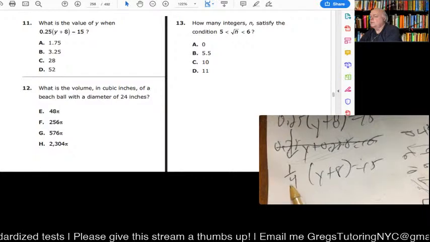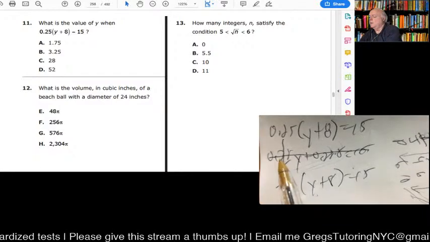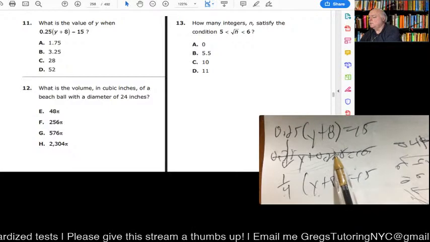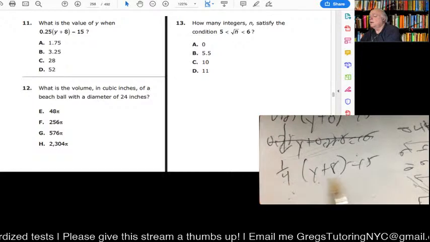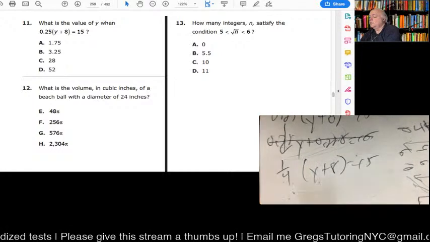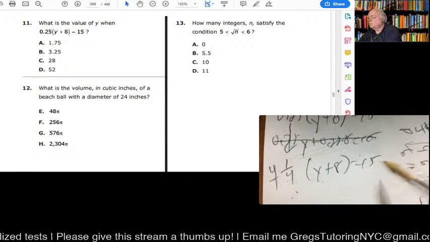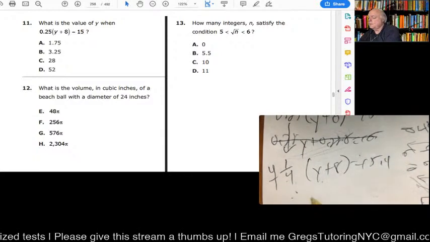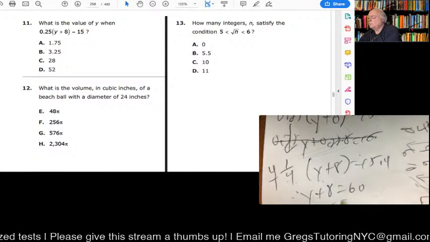So there's a quarter here. We're not going to do the distributive property. Up here we left it as 0.25 and we distributed. Here we moved it to 1/4 and we're going to ignore that there's distributive property here. And we're just going to multiply both sides by 4. So we can get y plus 8 equals 60, and then y equals 51.